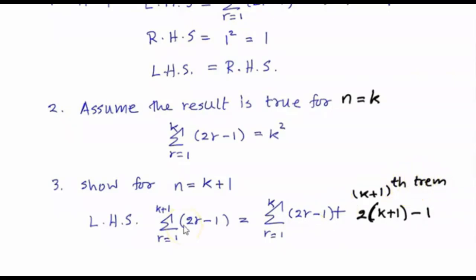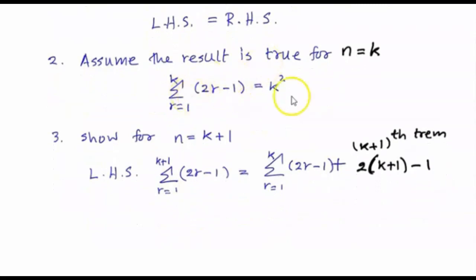Now we can simplify this a little. I know this term equals k squared, so everything here can be replaced with k squared, and then I have plus 2k plus 1 minus 1. If I simplify this, I write 2k plus 2, then minus 1 makes it plus 1. That's what I get. Now what is my goal?